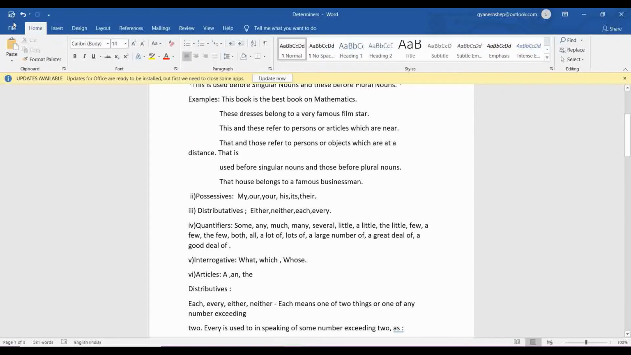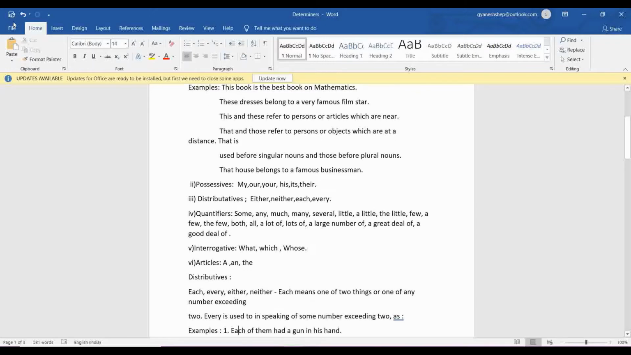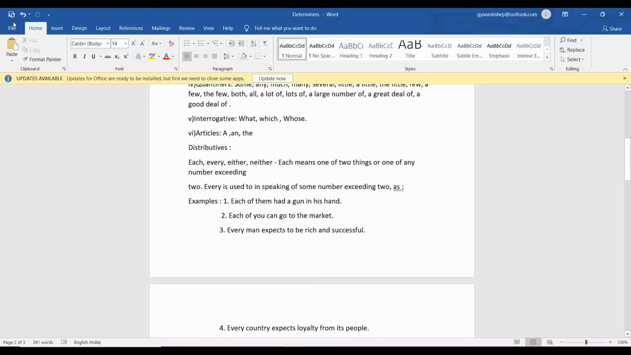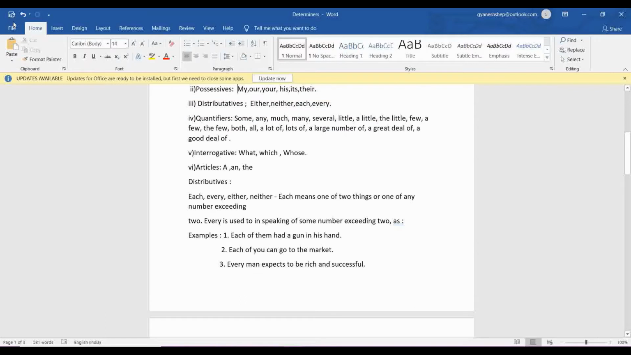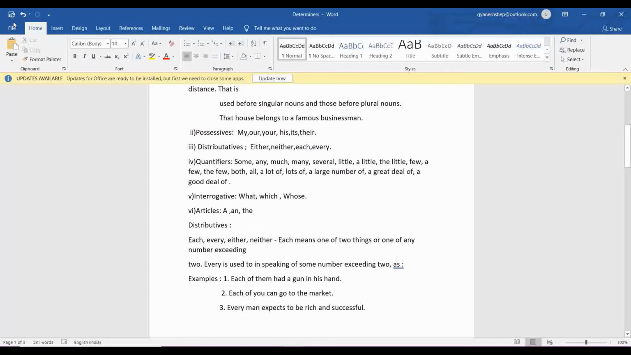Though they are singular or plural, whatever it is, it is always used for near articles, the things that are near to us. Then that and those refer to persons or objects which are at a distance. That is used before a singular noun and those for a plural noun. The same thing applies here: this is used for the singular, that is used for the singular and those for the plural noun.